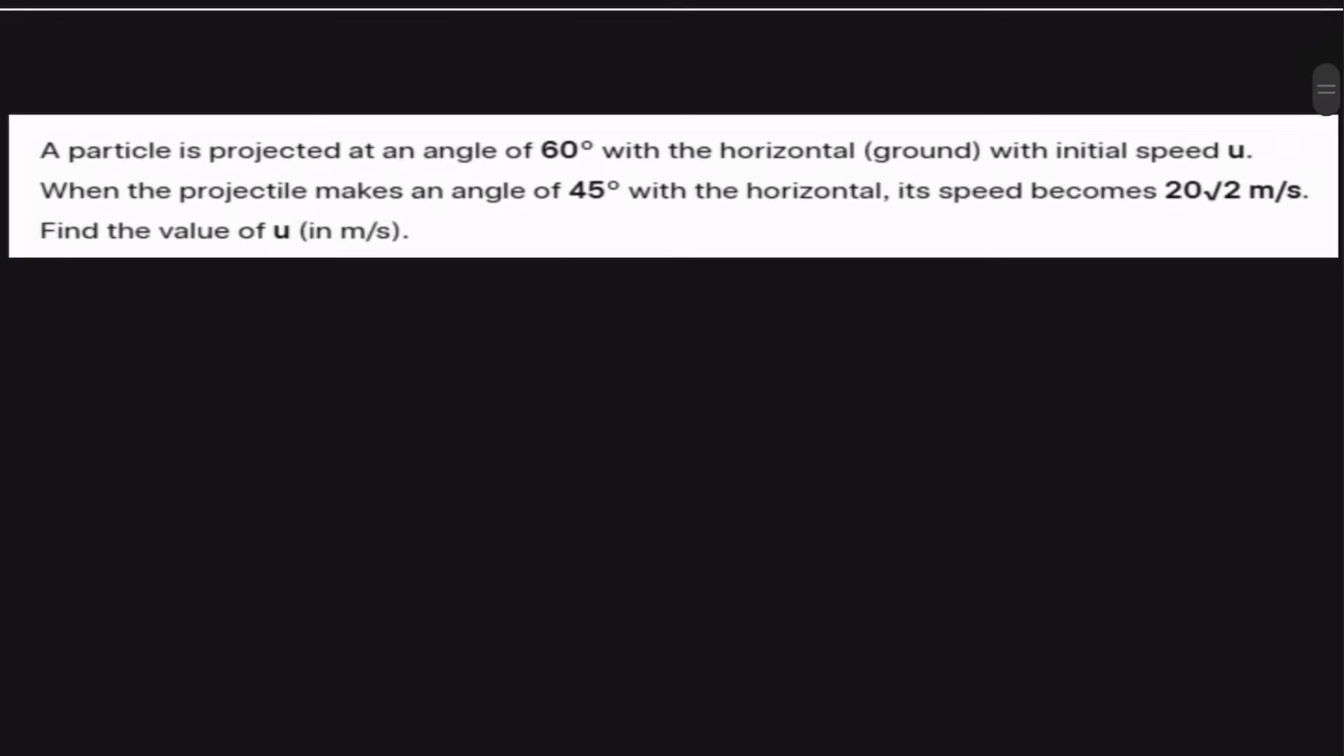Next question. It states that a particle is projected at an angle of 60 with the horizontal with initial speed u. When the projectile makes an angle of 45 degree with the horizontal, its speed becomes 20 square root of 2 meter per second. Find the value of u in meter per second. This is quite easy, and basically it's a projectile motion, and we know that the horizontal component of projectile is same throughout.